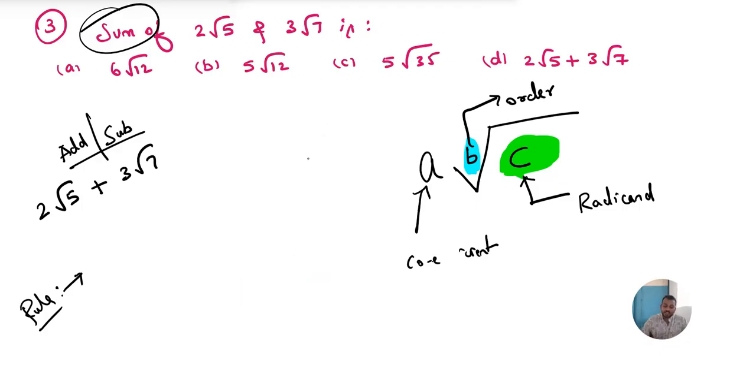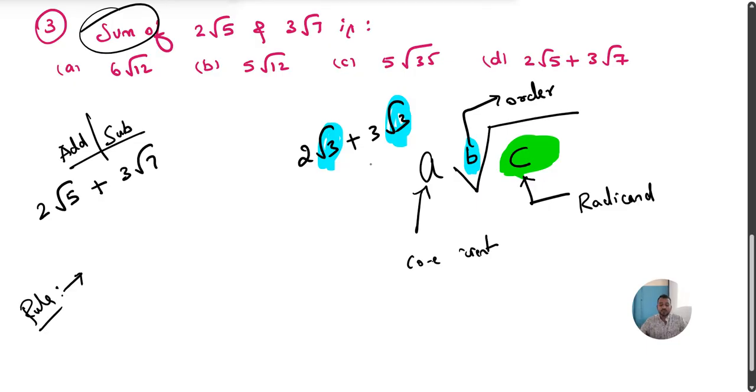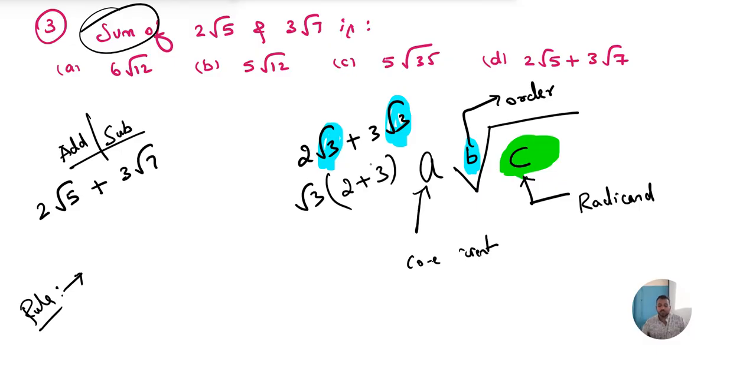Now if I take 2 root 3 plus 3 root 3. As you can see here also we have root 3, here also we have root 3. Am I right? Both the sides have a root 3. So can I take root 3 as common? If I take root 3 as common, then what is left out here? 2. What is left out here? 3. So 2 plus 3 is 5. 5 root 3 is the answer.